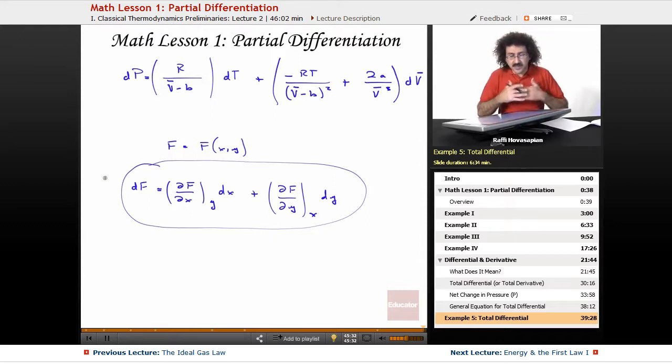So hopefully, for those of you that have a background in multivariable calculus, it's not a problem. A lot of this should be review. You may not have actually seen the total differential. Some multivariable classes talk about it, some don't. For those of you that have never seen partial derivatives or the total differential, I hope that this has made you feel a little bit more comfortable. So starting with the next lesson, we're going to jump right into thermodynamics.